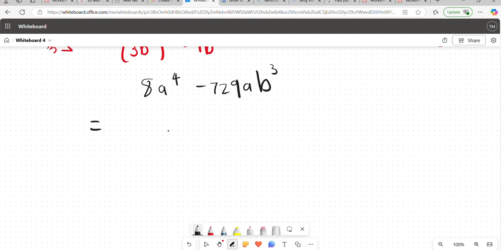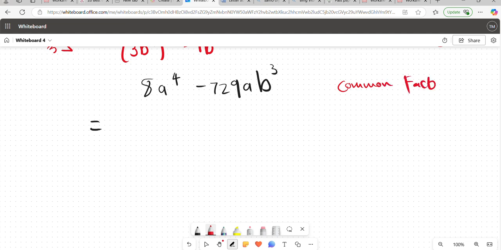No, you shouldn't, because the a to the 4 is not a cube. Remember, the exponent needs to be divisible by 3. So the fact that we have a 4 there and suddenly we have a 1 there, the a to the 1, tells us that this is not really a difference of cubes. But yes, it is. All it needs you to do is to first take out a common factor. So let's do that.